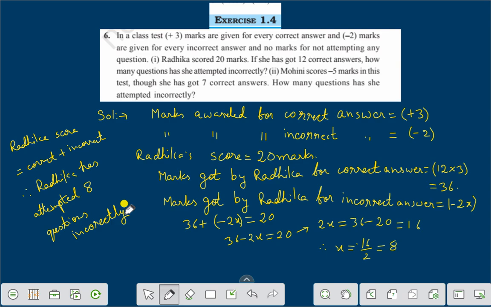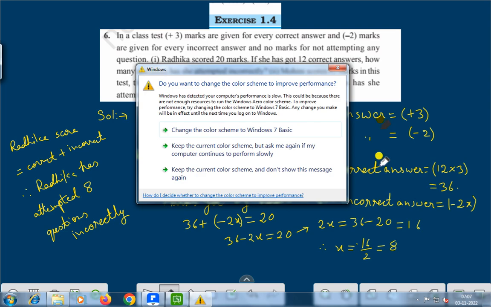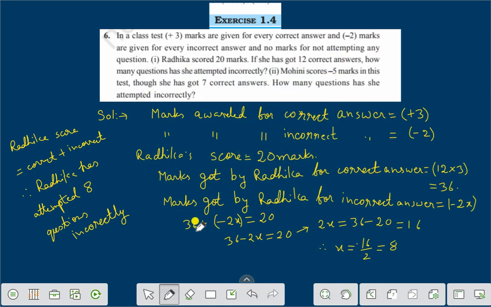Now we will solve the second part. If I say that the number of questions Radhika attempted incorrectly is x, therefore it is minus 2x, right? Therefore we got the equation 36 plus minus 2x is equal to 20. Total marks is 20. Therefore 36 minus 2x is equal to 20, or 2x is equal to 36 minus 20, that is 16, and x is equal to 8. Therefore Radhika has attempted 8 questions incorrectly, right?